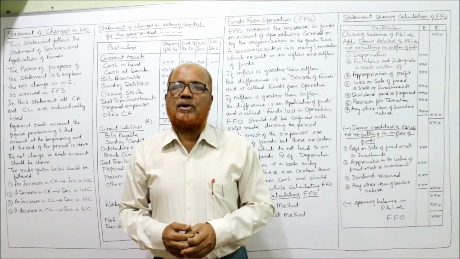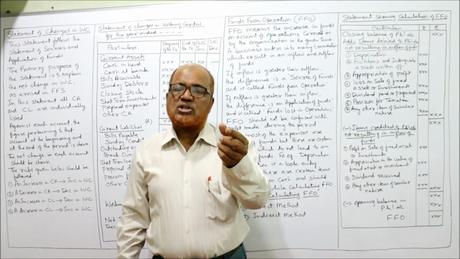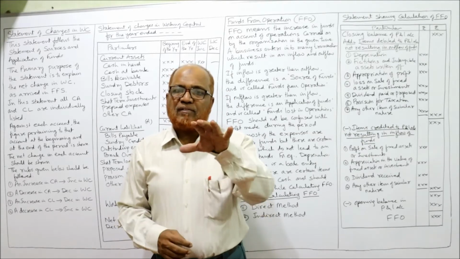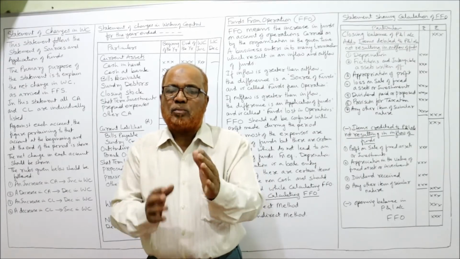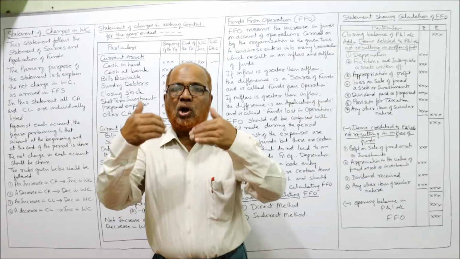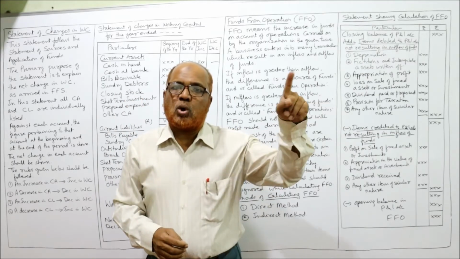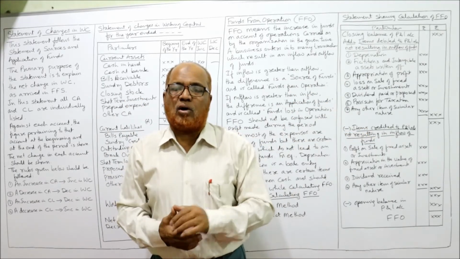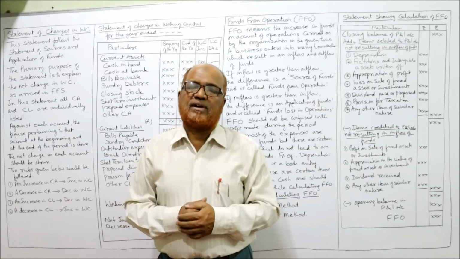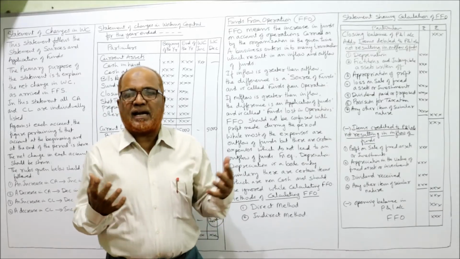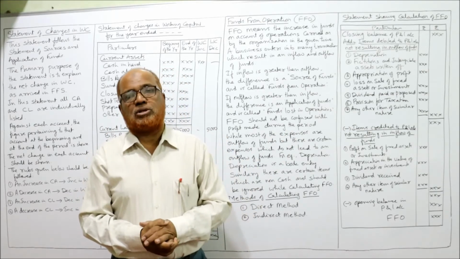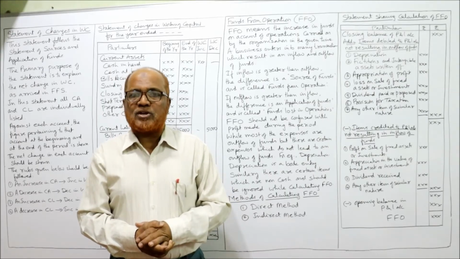Cash lost in operations. If we have funds flow from operation, it will be taken on the source side. If there is funds lost in operation, it will be shown on the application side. Already in the last video I have explained. So how to find out these funds from operations? Understanding it's very easy. But how to precisely find out how much is the funds from operation?